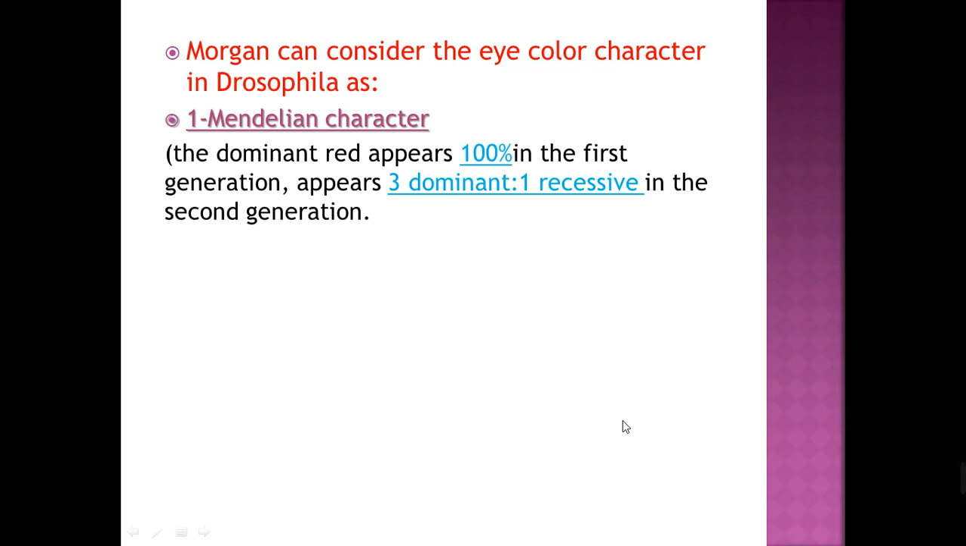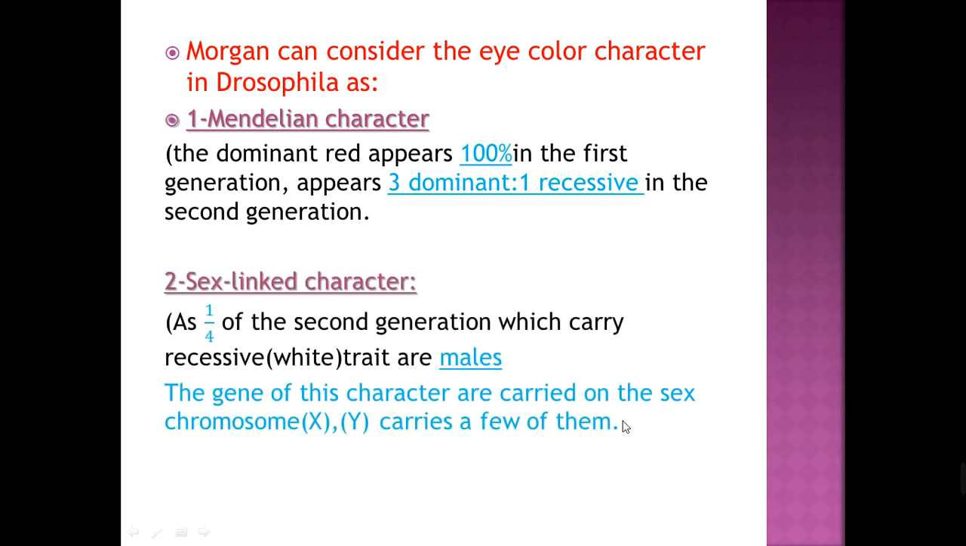If we consider that we are talking about the phenotype or the color instead of the sex of the insect, he can consider this character also a sex-linked character, as a quarter of the second generation will carry the white colored eye or the recessive color, and they are males. So the sex here determines that the character transfers from the grandparents through their daughters, then to the grandsons. Okay, the gene is carried on the sex chromosome X, but Y carries a few of them, or will not carry at all.